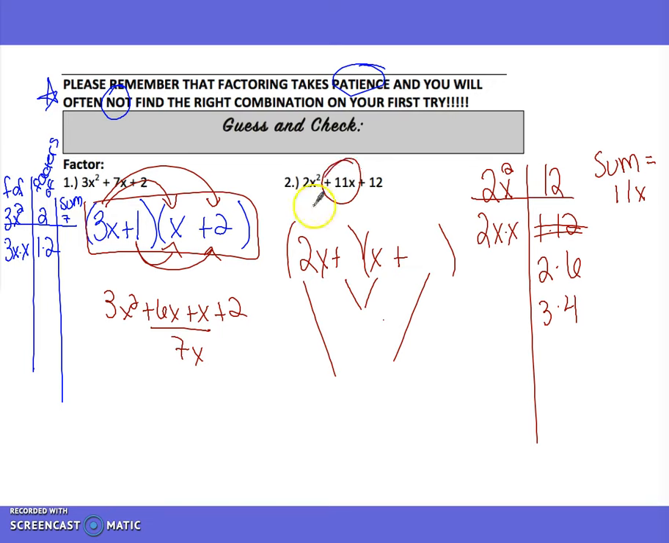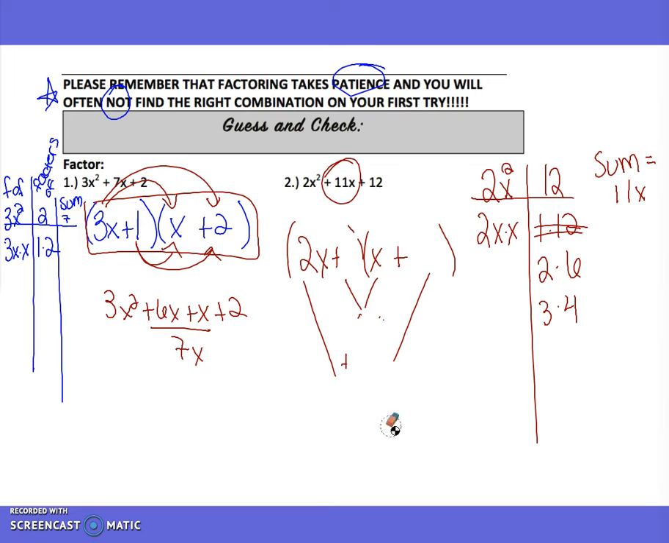I'm looking for 11, and I have to add them together. That's not going to work. So maybe let's just try the 6 here and the 2 here. 6 times x is 6x. 2x times 2 is 4x. Oh, I'm so close, but not quite. I got 11x. So again, I'm going to use my eraser.